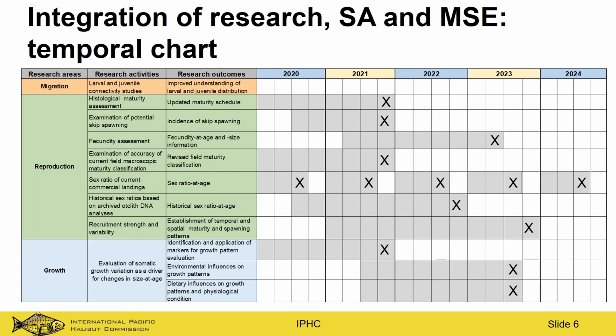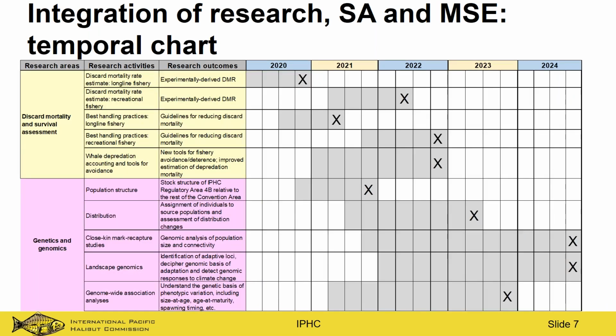And that's what we've done for each of the research activities and research outcomes that were identified in the earlier tables. So, for instance, if you look again at genetics and genomics, the new studies that we're planning for the future, namely close-kin mark-recapture studies, landscape genomics, and genome-wide association analysis, are planned to be initiated sometime in 2021, and the outcomes will be available in 2023 and 2024, obviously depending on funding and a number of considerations.